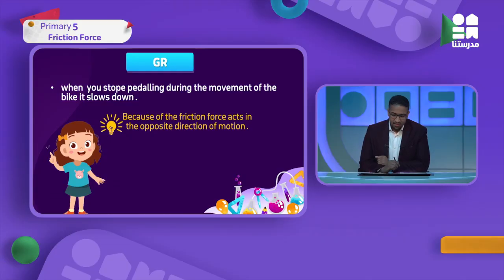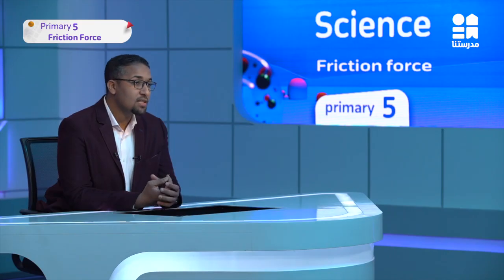The next question is give reason. It's a very easy question. When you stop pedaling during the movement of the bike, it slows down. Why does it slow down? Because friction force acts in the opposite direction of motion, so that's why it slows down.